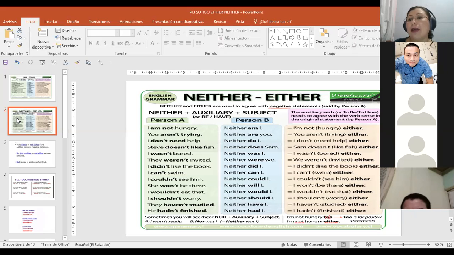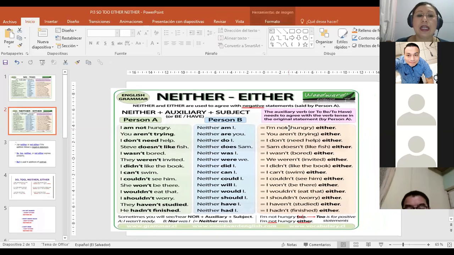Entonces por eso les aclaro que es American and British English. Entonces vamos a tratar de usar el American, ¿verdad? Que es el más común, el que, al que tenemos más acceso. Y vamos a decir neither or either, pero usted ya sabe que puede escuchar o también puede decir neither or either, y es British English.